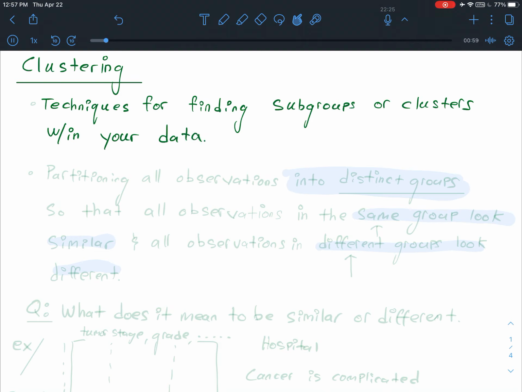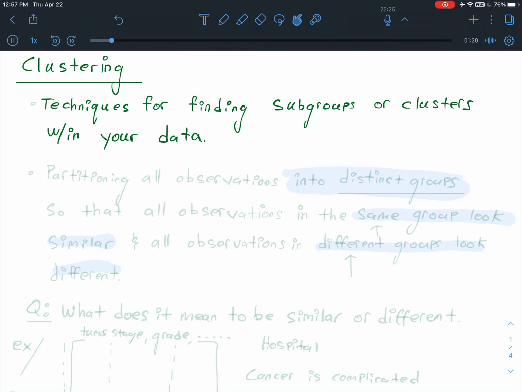Notice this is a bit different from classification, because in classification, we had the groups ahead of time. But somehow with clustering, we are trying to find these groups without knowing what they were ahead of time, which, you can imagine, is a very hard problem, but one you might be interested in, right? We don't always know what the groups are.